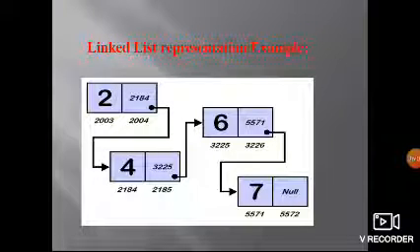See, how is data represented? 2, 6, 4, 7 is the data. The next field holds the address of the next element. So the address of the second node has to be stored in the first node, the address of the third will be stored in the second, and the address of the fourth will be stored in the third. Like that, and at the last there is no other node, so that's why it is represented with null.